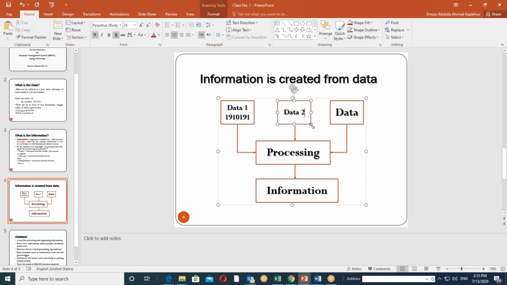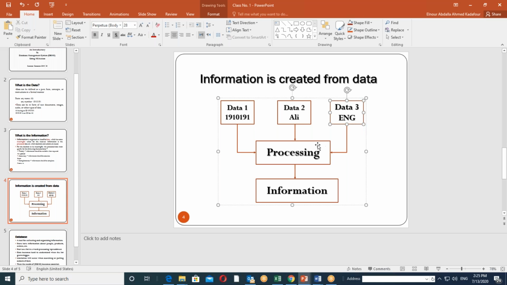Then let us have an example of data 1, and he is Ali. Okay, data 3, let us consider it as his major. His major. Maybe he is an engineer. So he is an engineer.